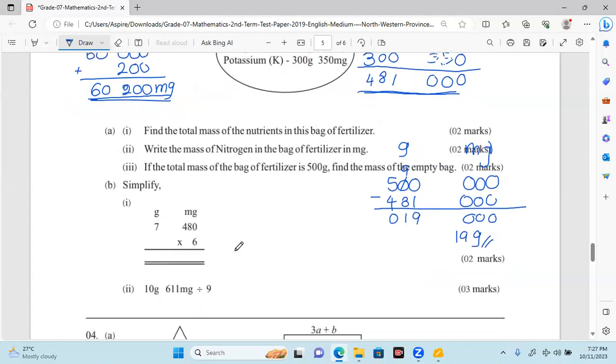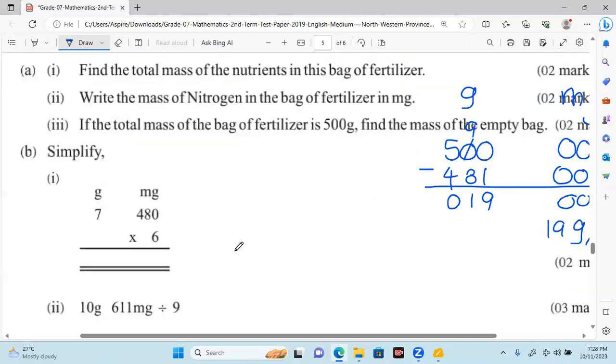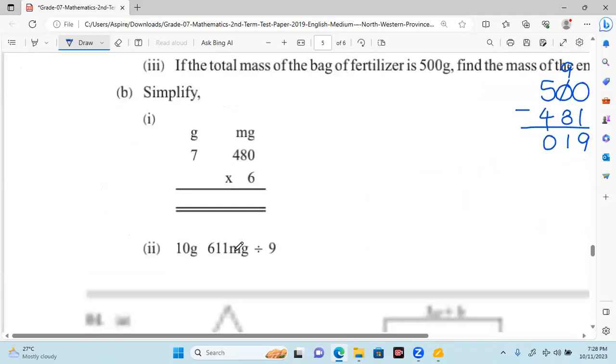Okay, you have to multiply this. Please multiply this and tell me the answer.